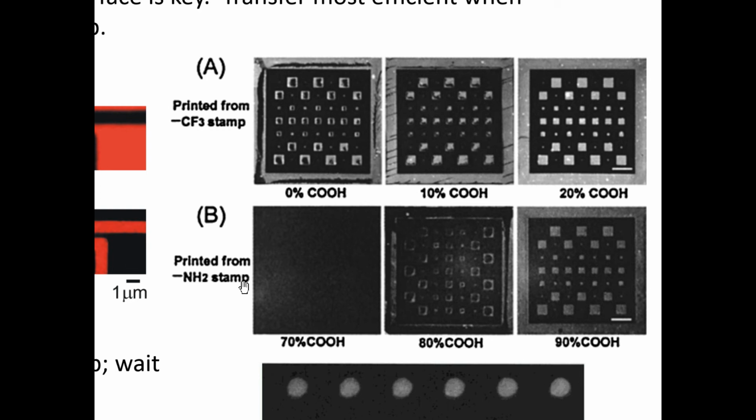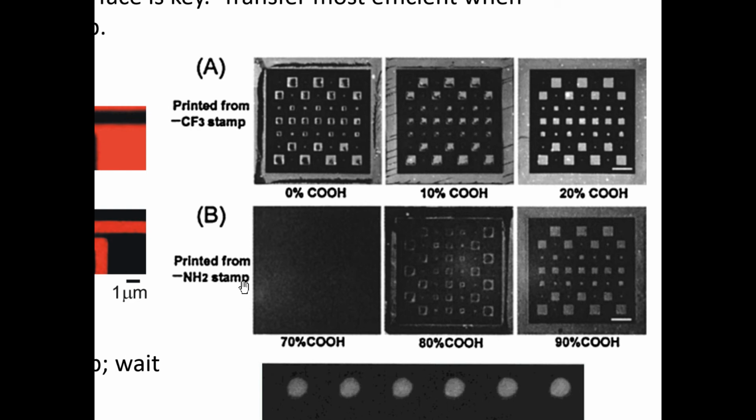The time where we use corona treatment regularly is when you want to bond PDMS to another piece of PDMS. The corona treatment makes the surface more active, so it bonds better with another piece of PDMS. So the corona treatment is used for two purposes. One is to make the PDMS hydrophilic. The other one is to help PDMS bond.